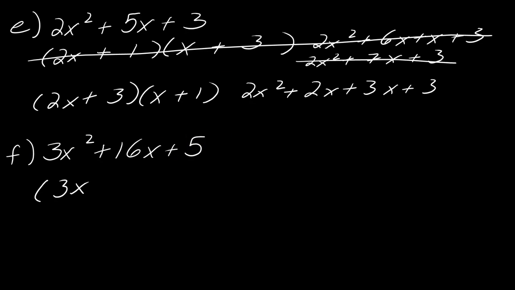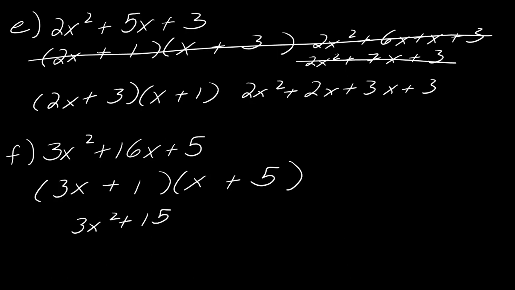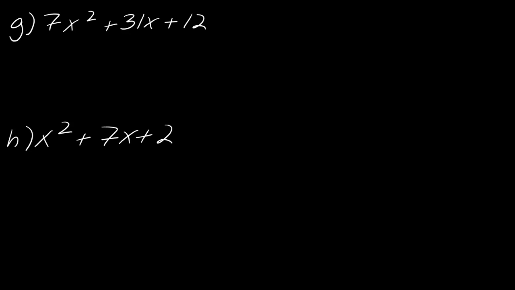So for this one, to get to 3x squared, I'm going to have 3x and x. And then to get to the 5, I'm going to have 1 and 5. So then it just becomes a matter of making sure that you have the right placement. And so if I set it up like this, I'm going to get 3x squared, I'm going to get 15x, x, and 5, and so that'll get me to the right one. So sometimes people find it a little bit harder when it's like a number here, and that's okay. You kind of just have to practice this a little bit. Okay, so let's try this again.